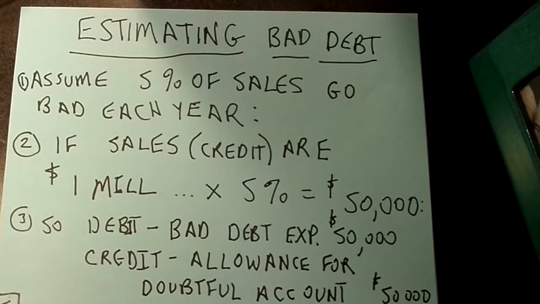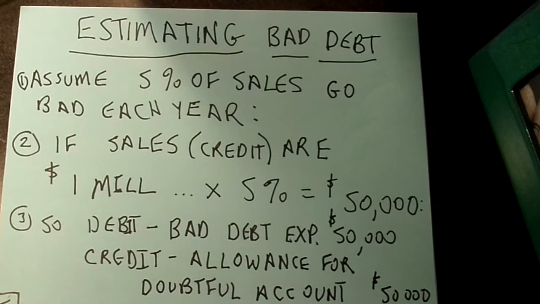And I'm going to give you an example. We're going to use something called the percentage of credit sales, which is the most common and the easiest way to estimate bad debt. So first, assume 5% of sales go bad each year. Now the company might know this by actually doing analysis on the real accounts that are actually written off year by year.